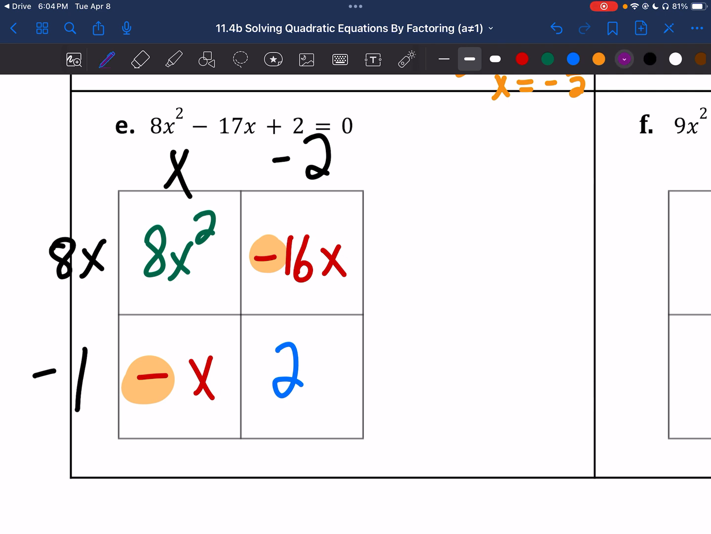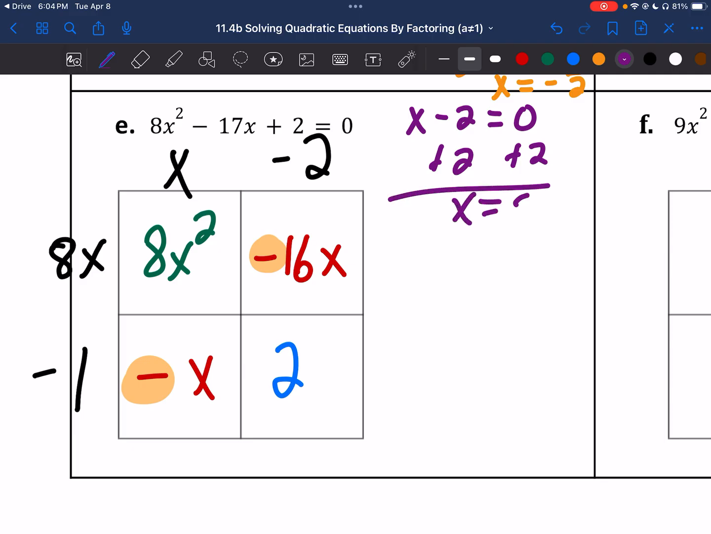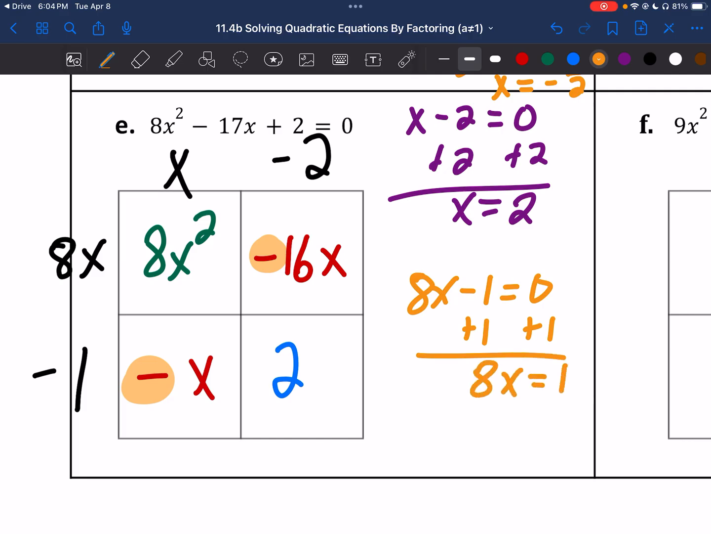x minus 2 equals 0. We add 2 to both sides. x equals 2. We have 8x minus 1 is equal to 0. Add 1 to both sides. 8x equals 1. Divide by 8. x is equal to 1/8. I would prefer you guys to leave these as fractions, as the fraction is a more accurate answer than the decimal may be.